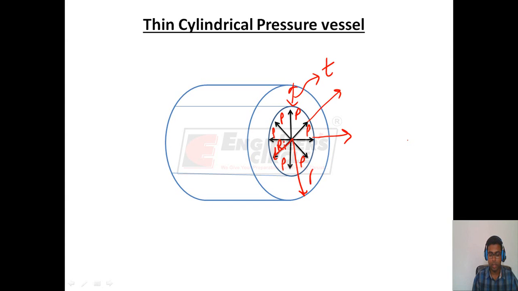This is radius R0. We can say R0 is equal to Ri plus T. But since this thickness is very small for thin pressure vessels as compared to the radius, we can neglect thickness and directly write R0 as approximately equal to Ri. So when this pressure vessel is subjected to pressure P, it will move in the radial direction.